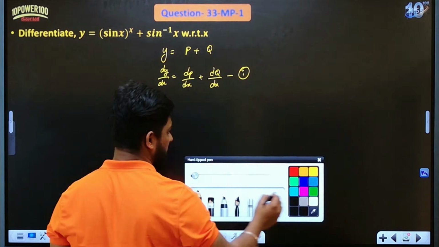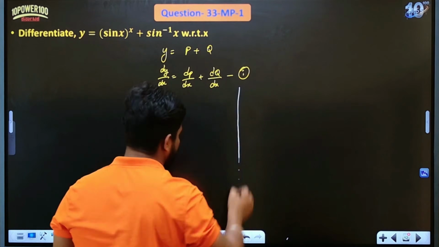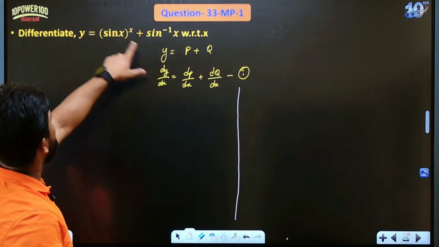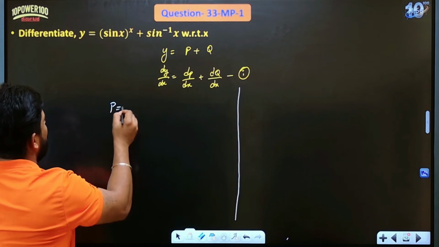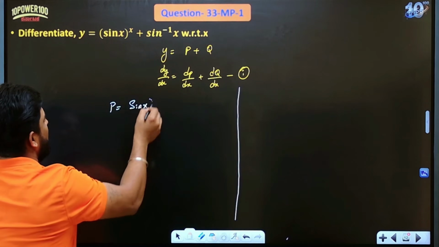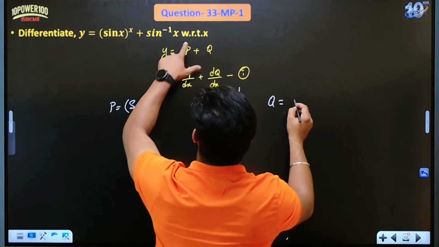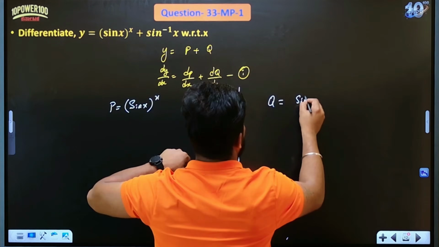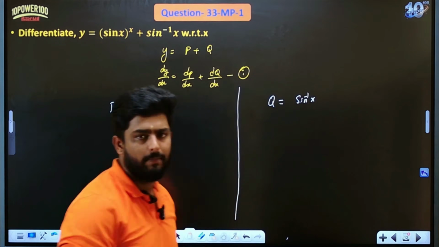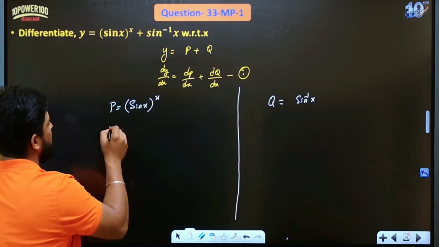After this our job starts, the differentiation. So now let's do the differentiation. p is equal to (sin x) whole to the power x, and q is equal to sin inverse x. That one is direct, there's nothing to worry about. So now in this case let's take log on both sides.